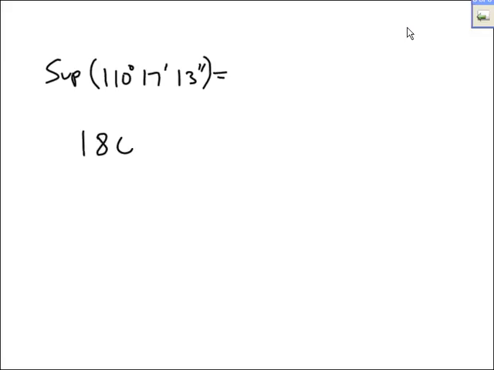Now, what if you were asked to find the supplement of 110 degrees, 17 minutes, and 13 seconds? How much is that? That's the question. Well, you know that 180 degrees minus the positive number that you have will give you the answer. You need to subtract.